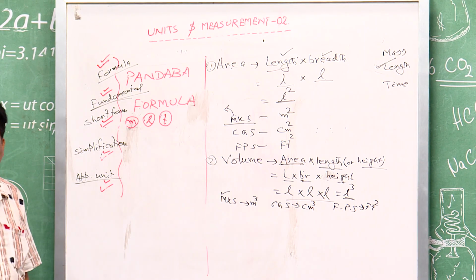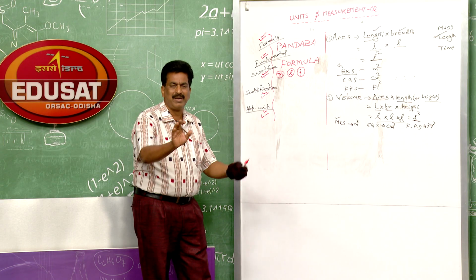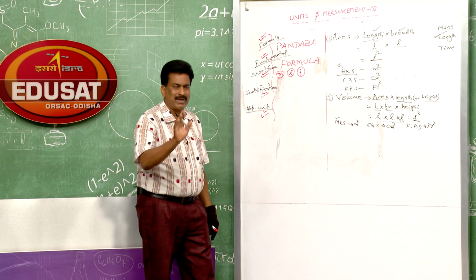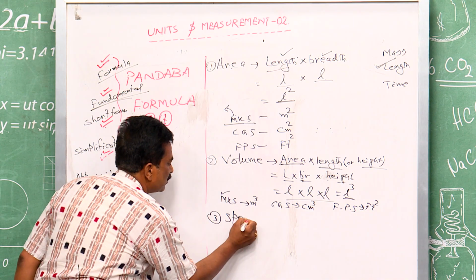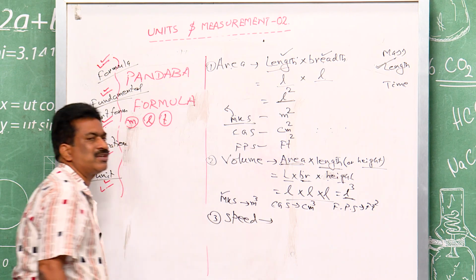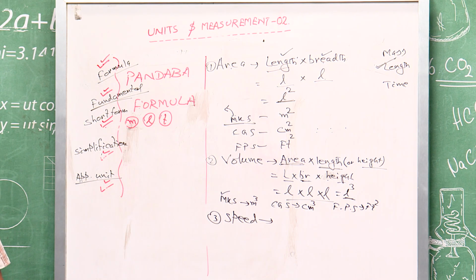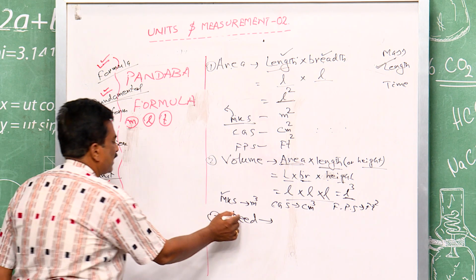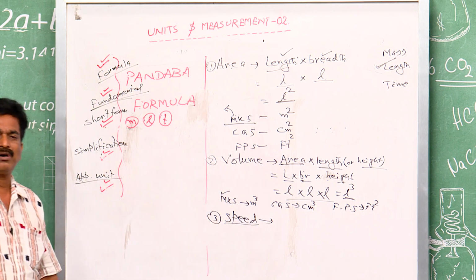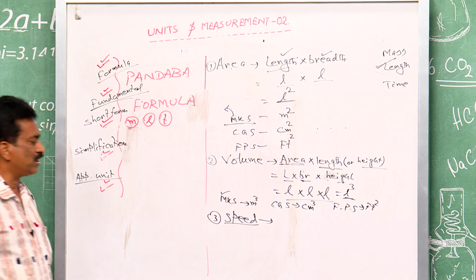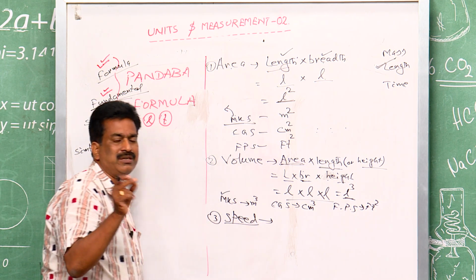Okay, my students, are you confident? Suppose I give another physical quantity, you try yourself what will be the answer. For the third one, suppose I say speed. Speed means gati. So you know the first step is the formula. What is the formula for the speed? You have gone through it in class 9th. The speed, gati, is equal to how much?